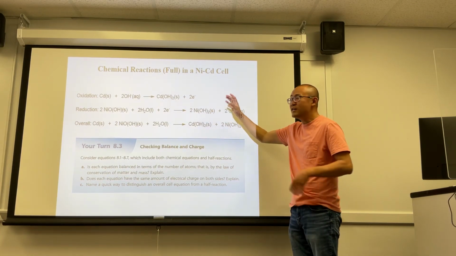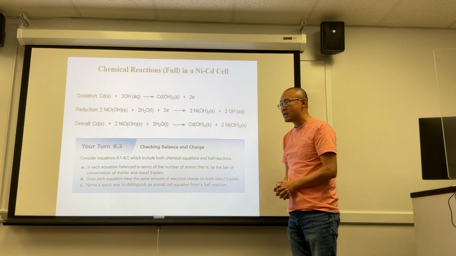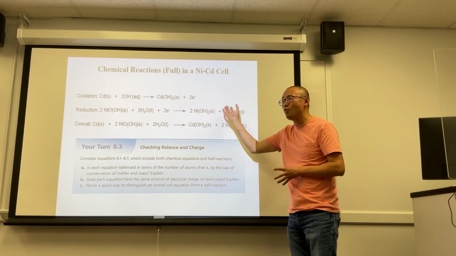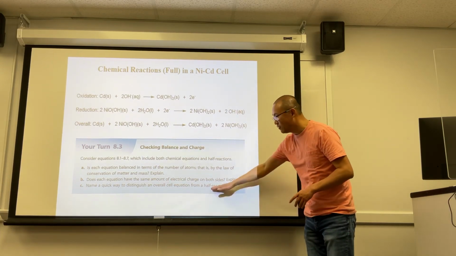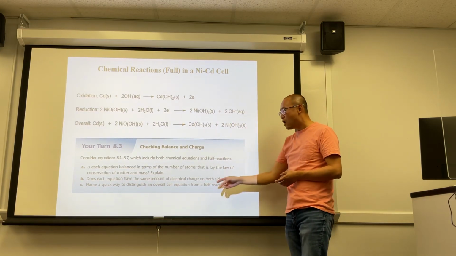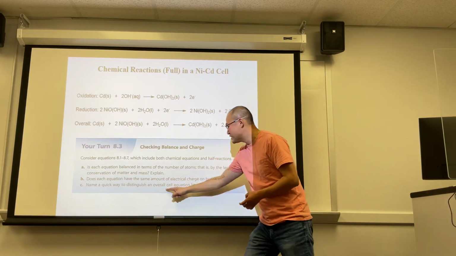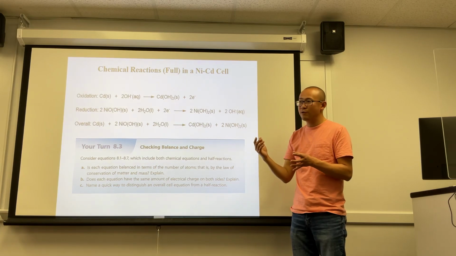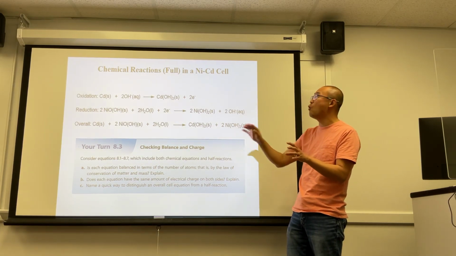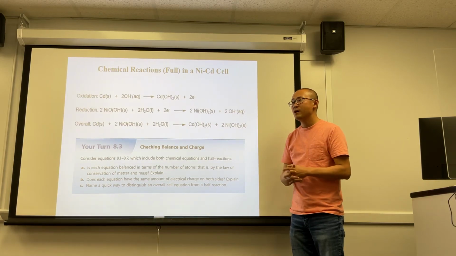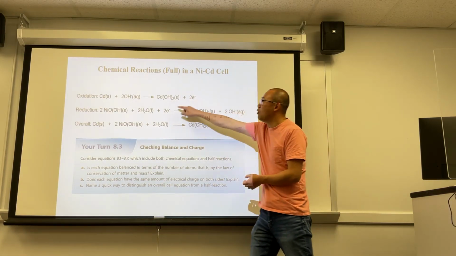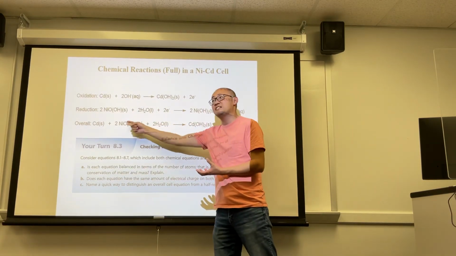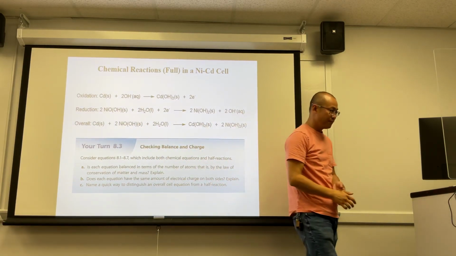So again, these are still chemical reactions. That means their number of atoms and also the number of charges should always be balanced. And finally, a quick question, something we have mentioned before. How do you distinguish an overall cell equation from a half reaction? If I give you an equation, how do you know it is a half reaction versus an overall reaction like here? If it has electrons. A half reaction will show electrons. An overall reaction doesn't show them, but electrons are actually transferred between these two substances.